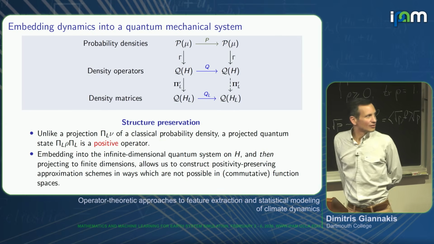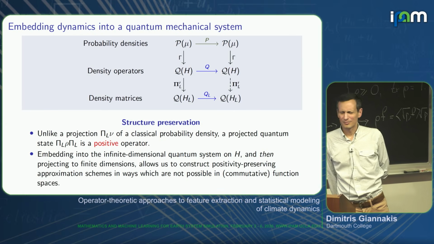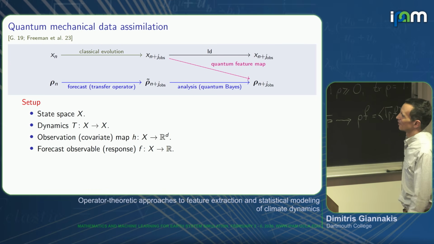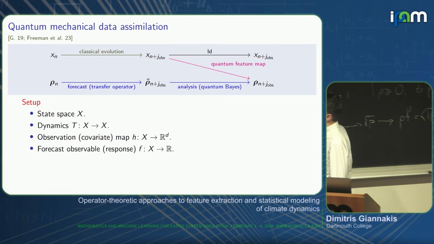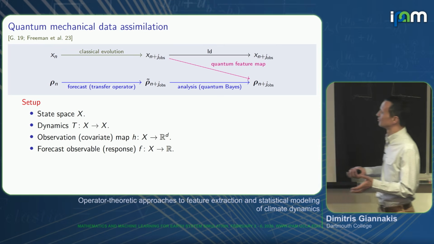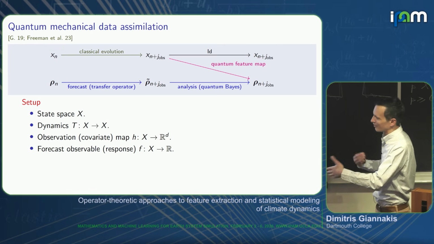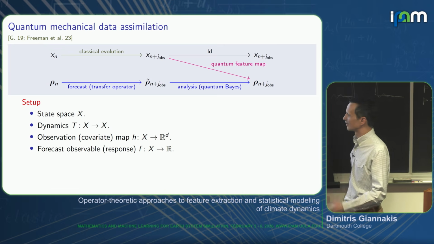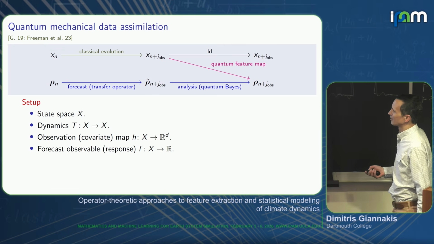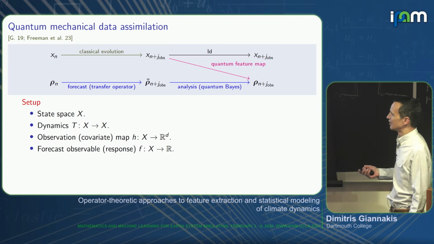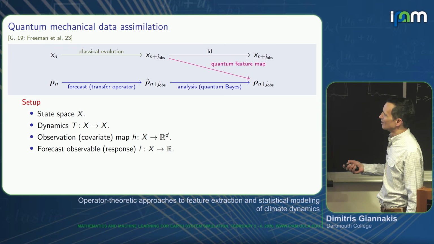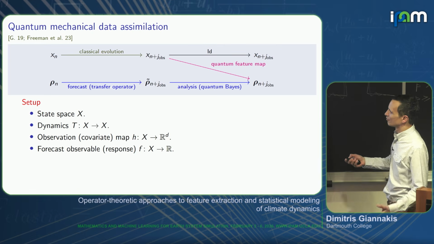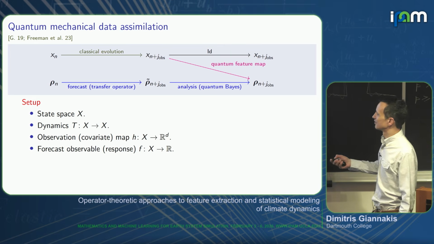Okay, so let me show, I guess I have about 25 minutes, how this data assimilation works in practice. Basically, it's a literal translation of the Bayesian or Kalman type filtering that you have in classical statistics. You're replacing everything by the quantum mechanical counterparts. Instead of using probability densities, we have an evolution for density operators. Think of this as the forecast step in classical data assimilation.